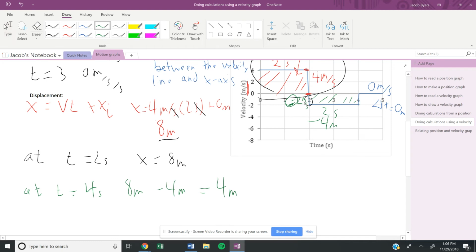So our final position is 4 meters. After that, I guess we could do the last second, which is 0 meters displacement, so it stays there. So our x final is 4 meters. Our initial was 0 meters, which means my displacement was 4 meters minus 0 meters for a total displacement of 4 meters. Okay, here in the next video, I'm going to look at how to relate these two graphs, or this graph with a position graph.